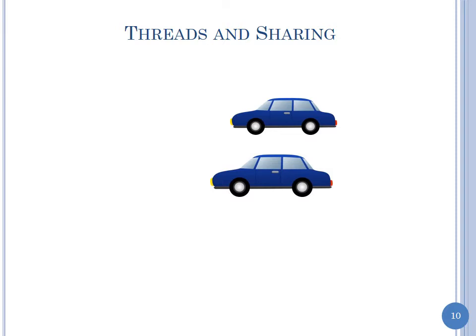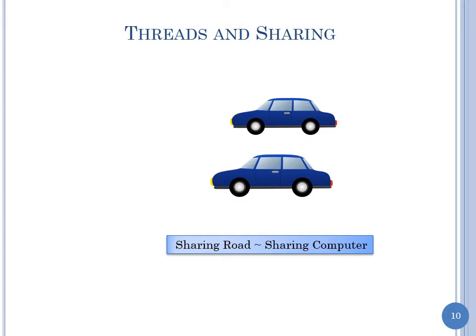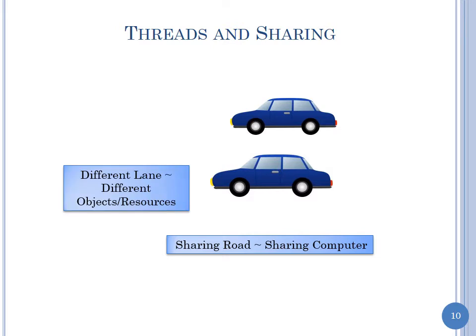That is relevant when there is some sharing among threads. Okay. And going back to the physical objects, if we assume that the two physical objects are cars, then sharing a road is like sharing a computer or sharing the same process. Okay, so two threads in the same process are like two cars on the same road. Okay. Now, we don't always need synchronization when we have two threads.